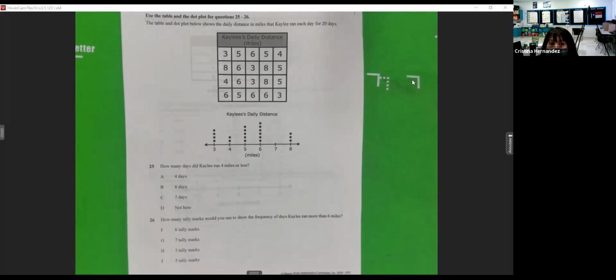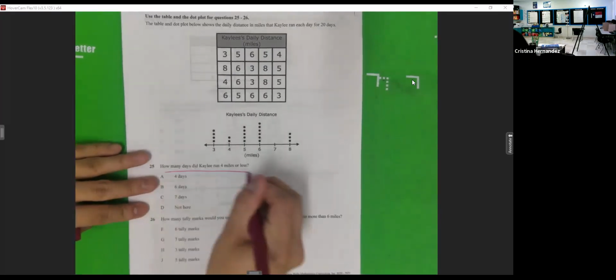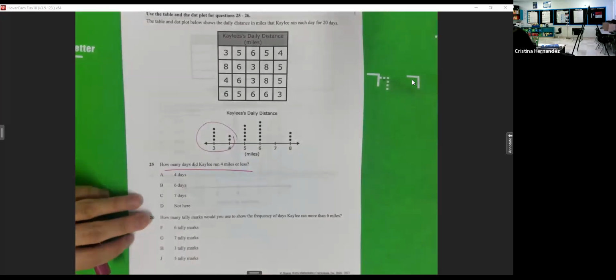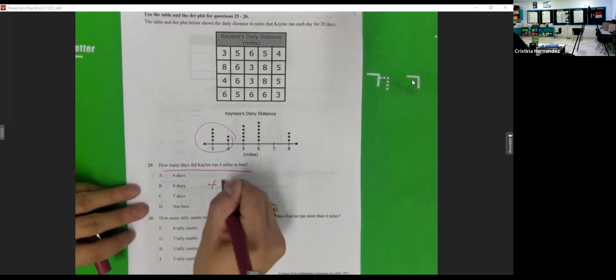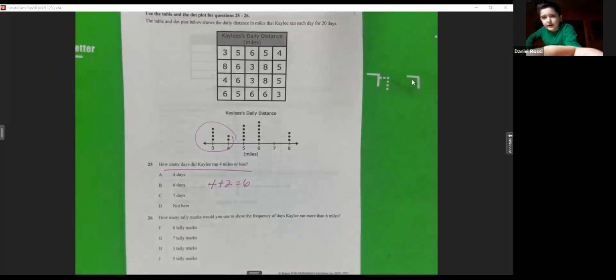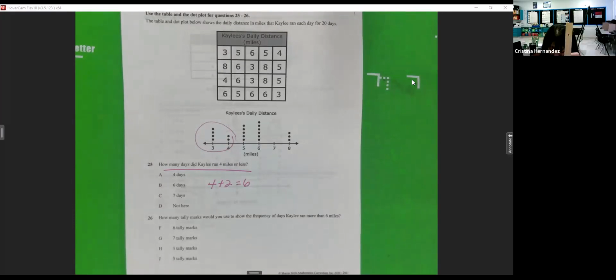So use the dot plot below to show the distance she ran for 20 days. How many days did Kaylee run 4 miles or less? 4 miles or less. So that includes 4. So which numbers or how many times did she run 4 miles or less? 6. I hear people saying 6 because we have to include 4. So we get 4 plus 2 equals 6.